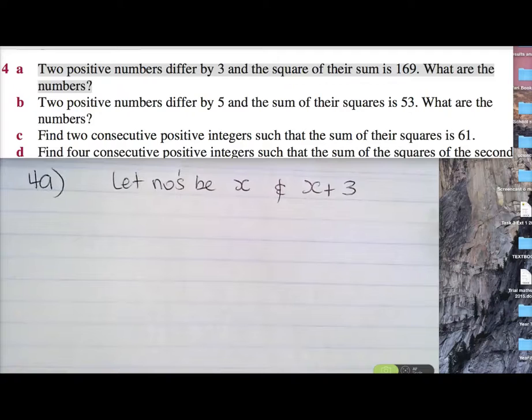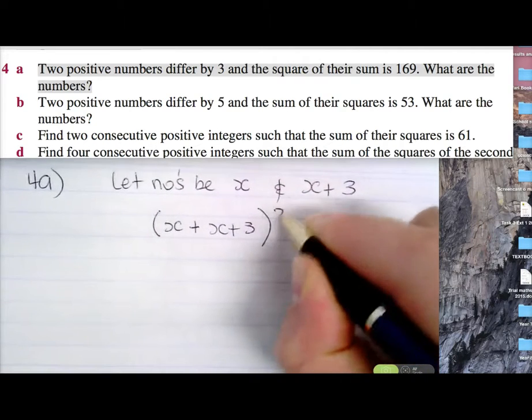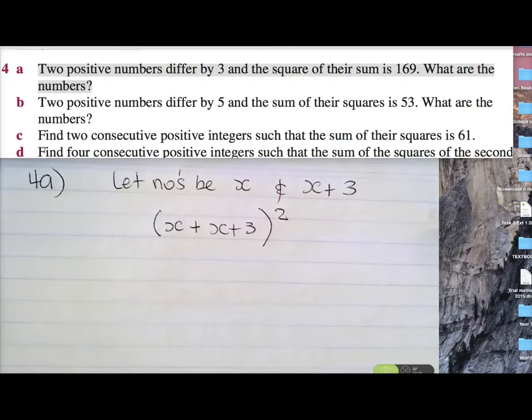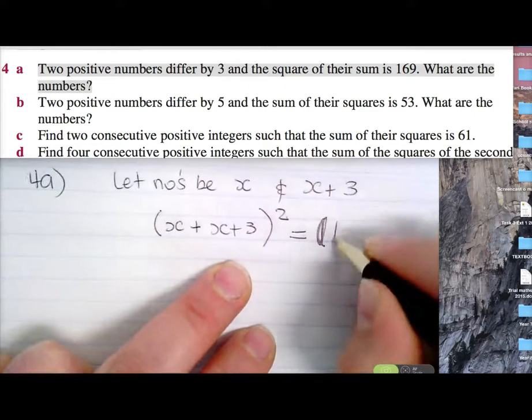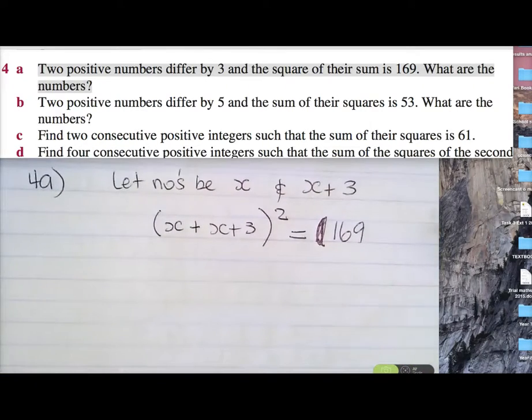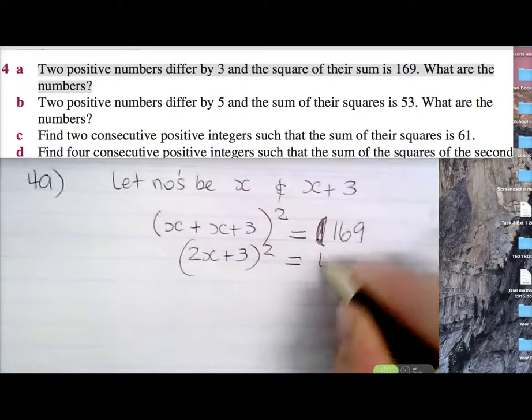And the square of their sum is 169. Square root means square root. Square means squared. So I go x and x plus 3, and then I square it, that equals 169. Go back to basic algebra. What's x plus x? 2x plus 3 squared is 169.